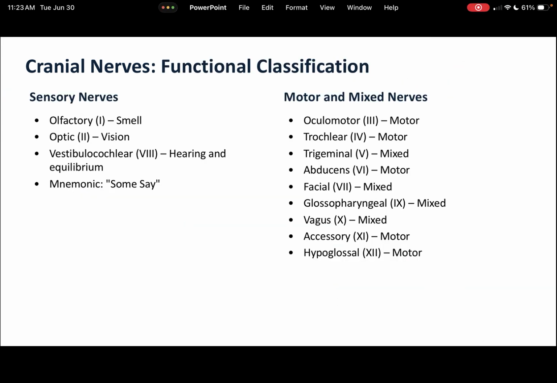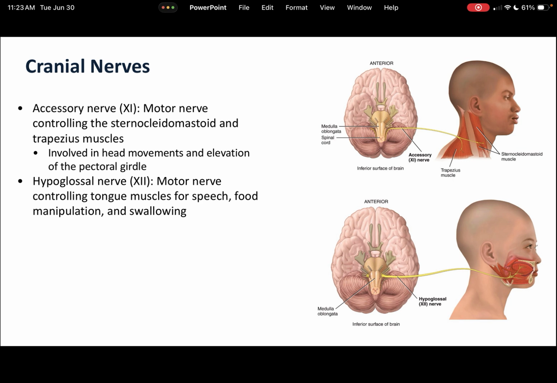All right, and then our last 2 cranial nerves, we've got our accessory nerve, which is cranial nerve 11. The accessory nerve, this is going to be motor. All right, a motor nerve, and this is going to control the sternocleidomastoid and the trapezius muscles.